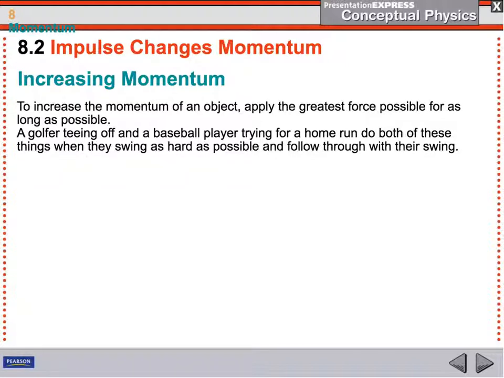Increasing momentum. To increase the momentum of an object, apply the greatest force possible for as long as possible. A golfer teeing off and a baseball player trying for a home run do both these things when they swing as hard as possible and follow through with their swing. Whenever you swing at a ball and make contact with it, you don't stop swinging as soon as you make contact. You swing all the way through. You're trying to impart as much change in momentum as you can to the ball.